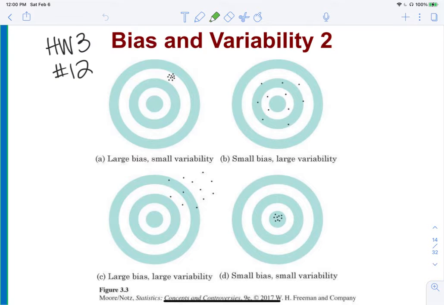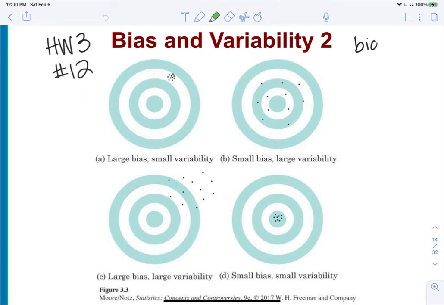On number 12 in this homework, you are trying to describe each of these histograms with two words. You need to decide what type of bias it has and what type of variability it has. So I come back to this slide that we had in our notes to help you see what you should be looking for: low and high variability and low and high bias.